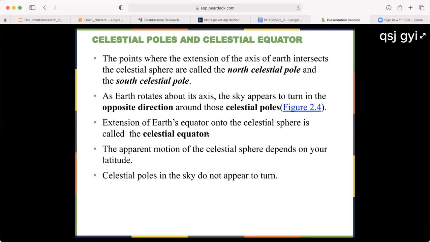So remember that what we are trying to learn here is the relative positions or points that we should know to locate objects and to explain to somebody the motion of these objects on the sky, right?